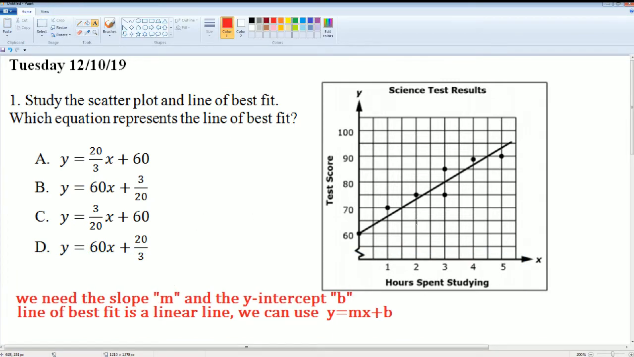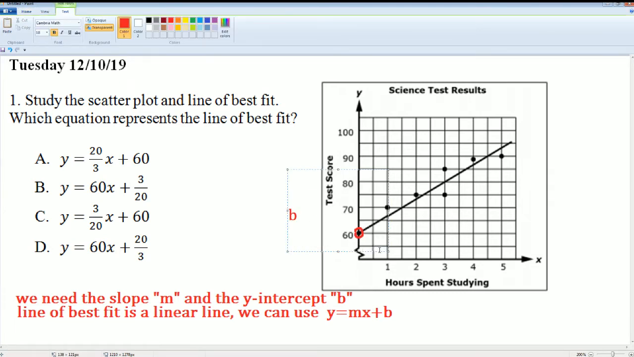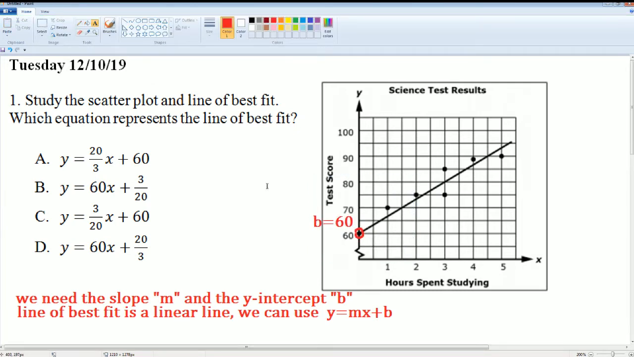All right, so let's take a look. What is the y-intercept? The y-intercept is the location in which this line crosses through the y-axis. It's right here. So we would say that the y-intercept b is equal to the value of 60. That is the location in which the line crosses the y-axis. Now we just have to look for the slope.